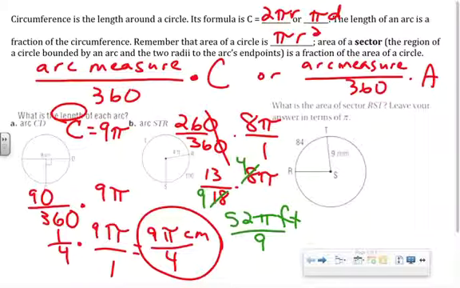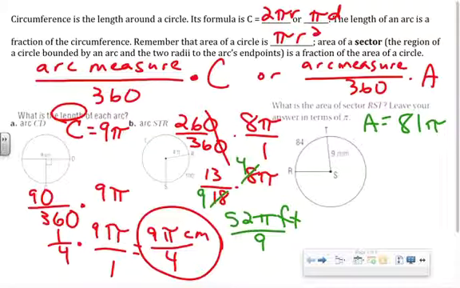If I'm finding an area of a part of the circle, then maybe I want to find the area of the whole circle first. So let's find the area of the whole circle. Area, remember, is pi r squared. So the area is 9 squared, which is 81 pi.